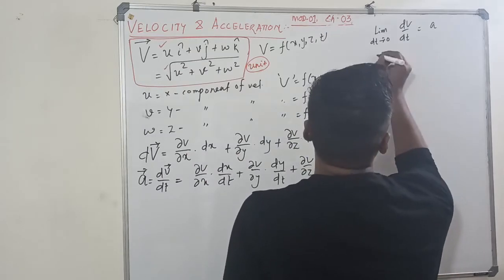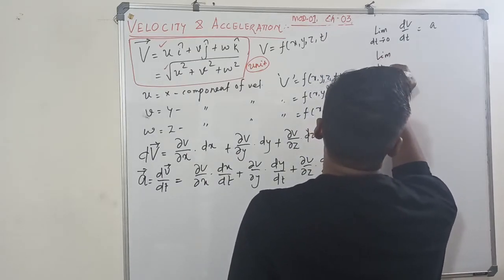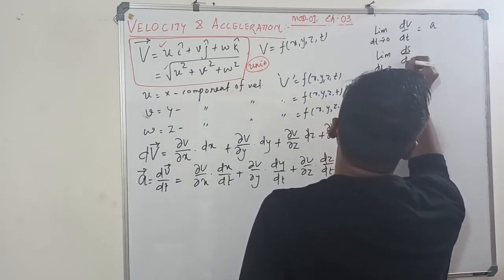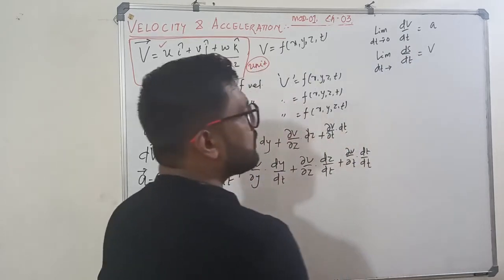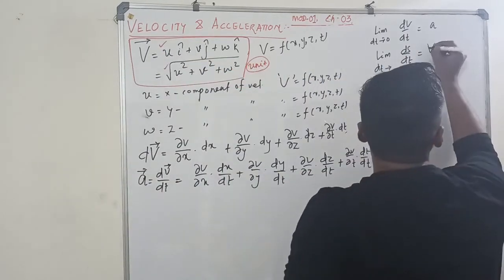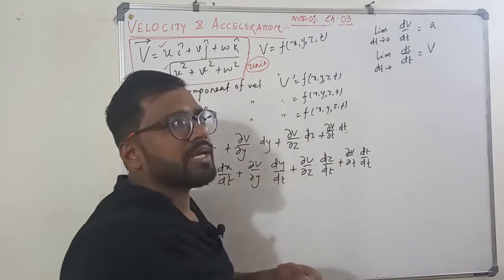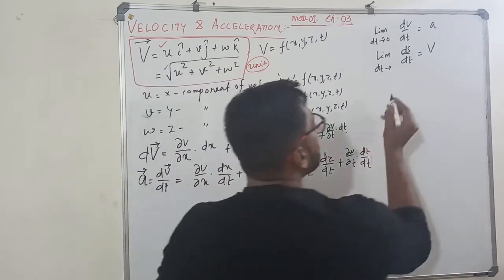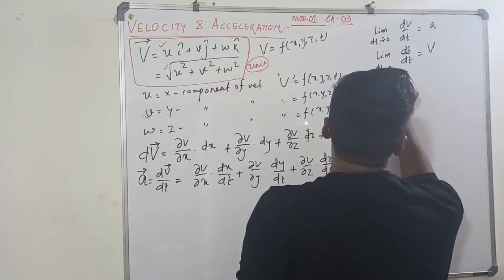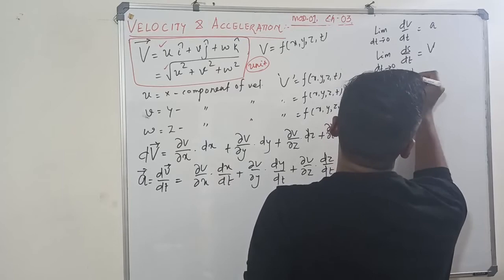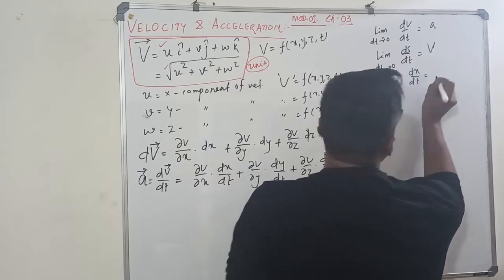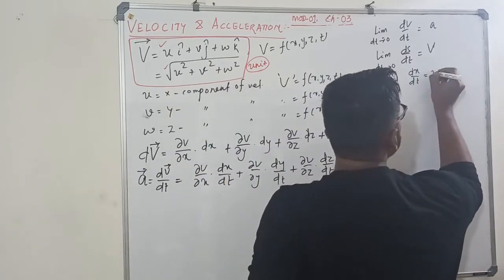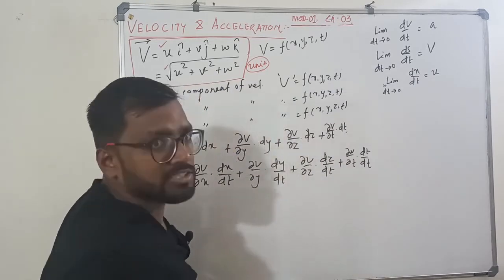Or limit dt tends to 0 of ds by dt. We have studied that our velocity, capital V, is a function of x, y, z and t, the space and time coordinates. So limit dt tends to 0 of dx by dt, the movement along the x direction, what is that? Sir, this is our x component of velocity, small u.